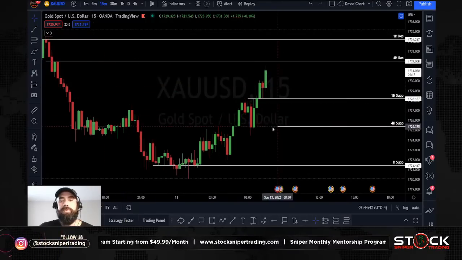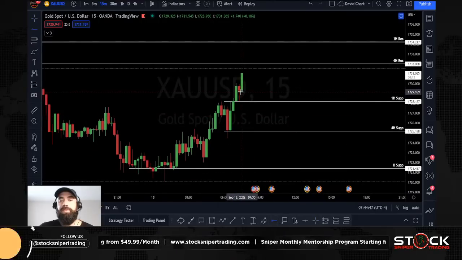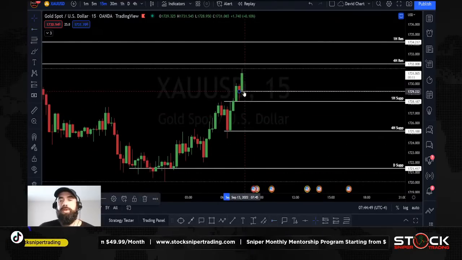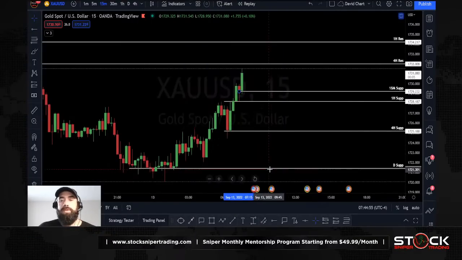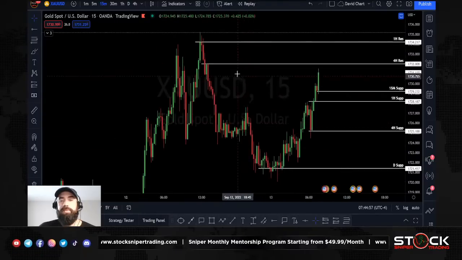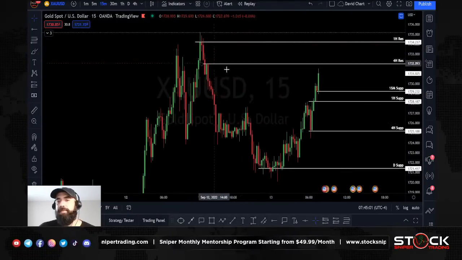Okay, let's move this over here. 15-minute support just below the bullish flag pattern here. And then I see some 15-minute resistance. You can see right around here, guys, we're coming to the 4-hour near the higher time frame.